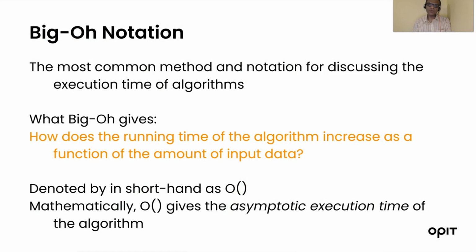Now, a little bit of background for this notation. It's the most common method and notation that's used for discussing the time complexity or runtime of algorithms. What Big O says is, how does the running time of an algorithm change, rather increase or decrease, as a function of the amount of input data passed to the algorithm? And it's denoted in shorthand as a big O sign followed by some numbers that will go inside brackets, and basically it gives the asymptotic execution time of the algorithm.